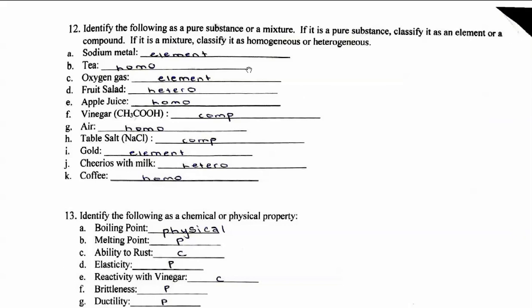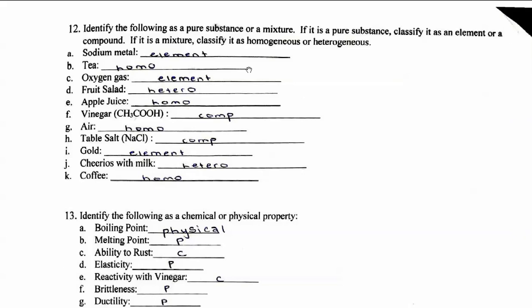Oxygen gas, O2. That is a pure substance, and it is an element. It's actually a diatomic element, which we talked about earlier. But it's an element. It can be found on the periodic table. Fruit salad, that is definitely a mixture, and it's heterogeneous because you're going to get a different thing every time you take a bite. Apple juice. Apple juice, again, is a mixture, a bunch of different compounds and elements, but it's homogeneous because you're going to get the same thing each time you take a sip.